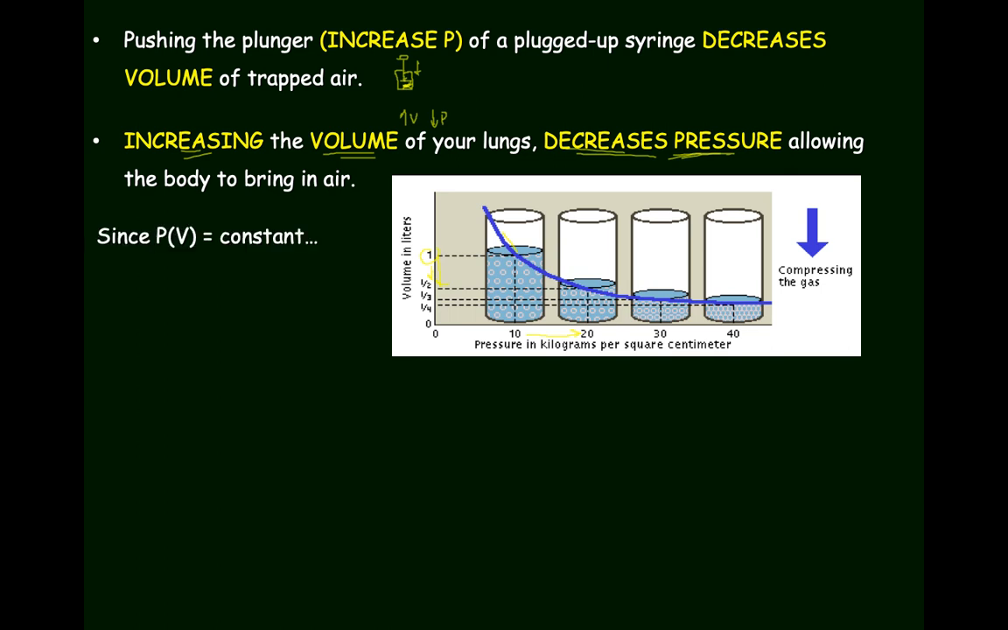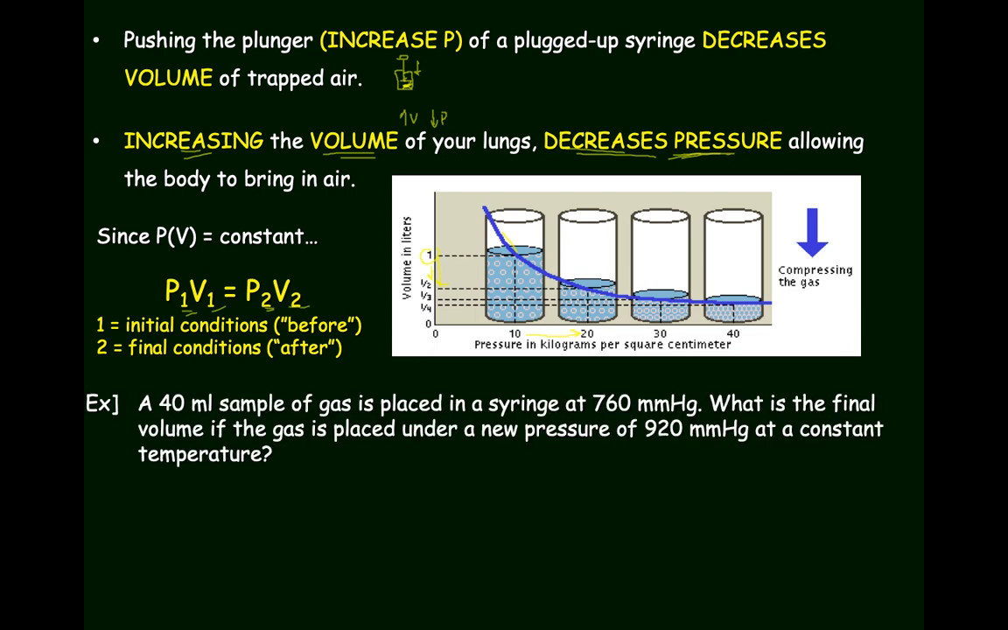All right, so since PV is a constant, we can say that P1 times V1 equals P2 times V2. So this is the initial conditions beforehand, and this is conditions after. Okay, so let's just say we have a 40 ml sample of gas, and it's in a syringe at 760 millimeters of mercury. What is the final volume? So they're asking you for the final volume. So that's going to be V2. So we have V1 here, we have P1 here, and we're looking for V2 if the gas is placed under a new pressure. So your new pressure is going to be P2 here. So we're going to say P1 V1 equals P2 times V2.